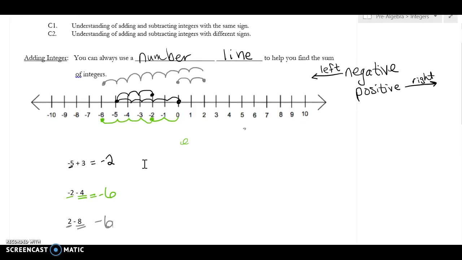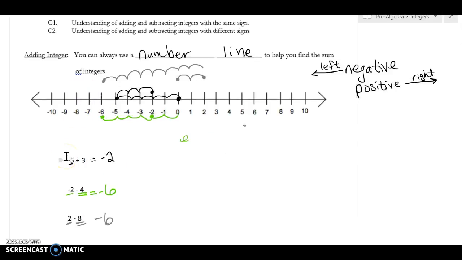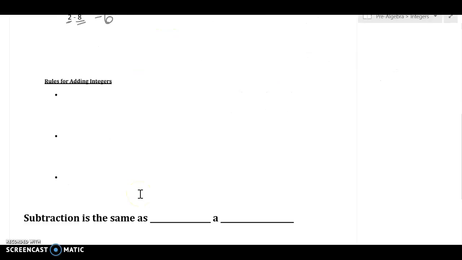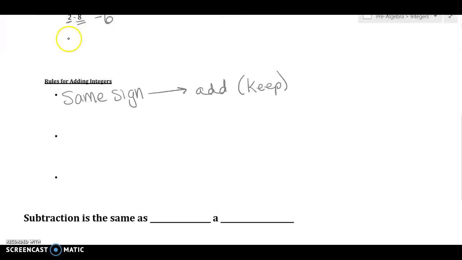We don't want you to always have to draw a number line, but it's a good reference if you have questions. Okay, so there's 3 rules for adding. If you have the same sign, you're going to add and keep that sign. Okay, so some examples. If I have 5 plus 2, this is a positive. This is a positive. So I add them and I get 7. And since both of them are positive, it stays positive.